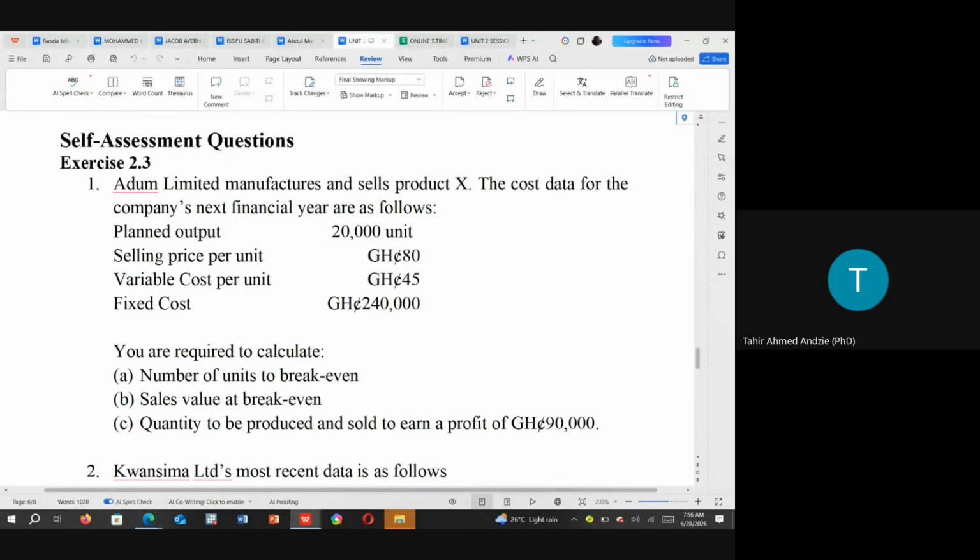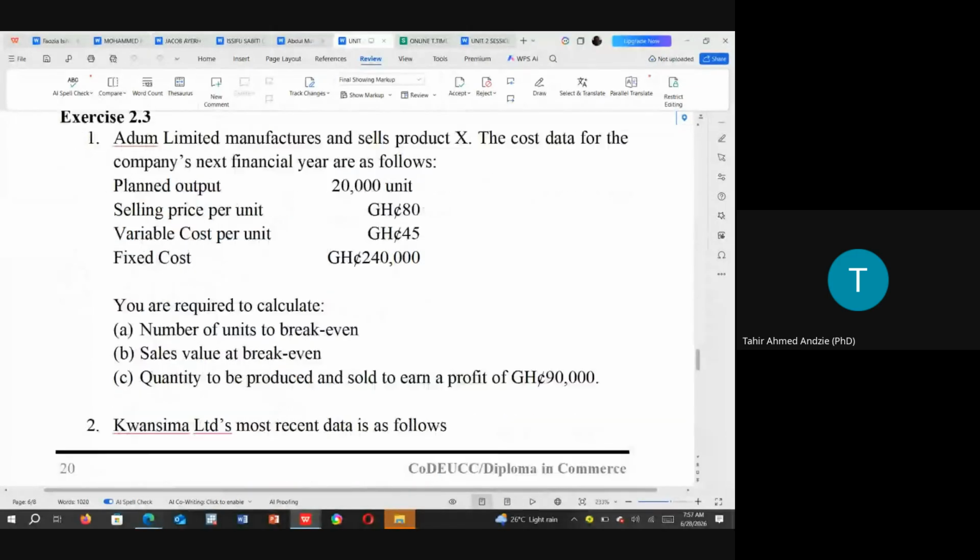So we are solving self-assessment question 2.3. The question says that Adam Limited manufactures and sells product X. The cost data for the company's next financial year are as follows. The planned output is 20,000 units. Selling price per unit is 80 cedis. Variable cost per unit is 45, and the fixed cost is 240,000 Ghana cedis. You are required to calculate the number of units to break even.